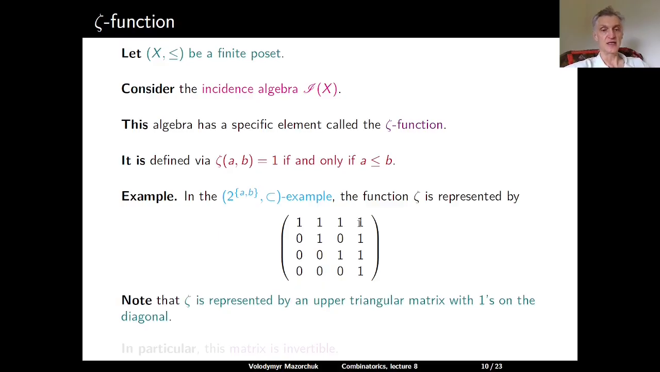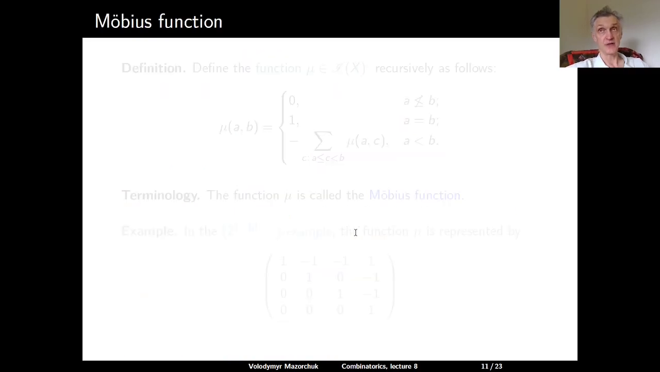Note that zeta is represented by an upper triangular matrix with 1s on the diagonal. So in particular, this matrix is invertible. And what we are going to do now, we will show that the inverse of this matrix is an element of our incidence algebra. So zeta function is actually an invertible element of the incidence algebra. And the inverse of the zeta function is called the Möbius function. That's exactly the subject of today's lecture.